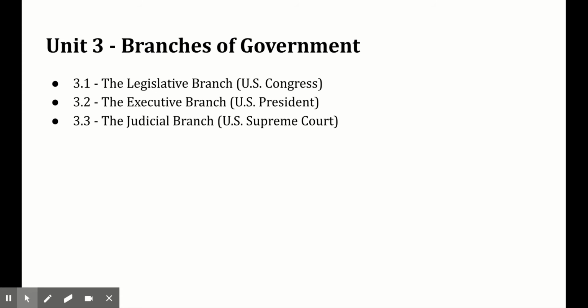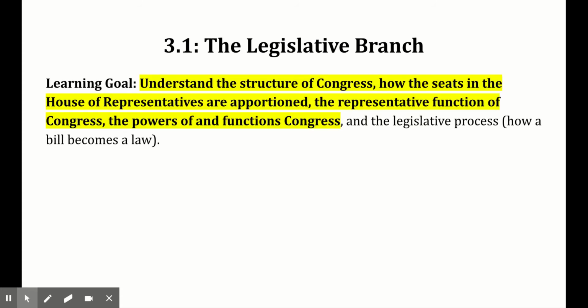So, as we discussed before, this week we're starting our third unit, which is called Branches of Government. And each of the learning goals is going to correspond with one of the three branches. We'll begin today with 3.1, the legislative branch, which, as you know, is the US Congress. So, here's your learning goal for legislative branch.